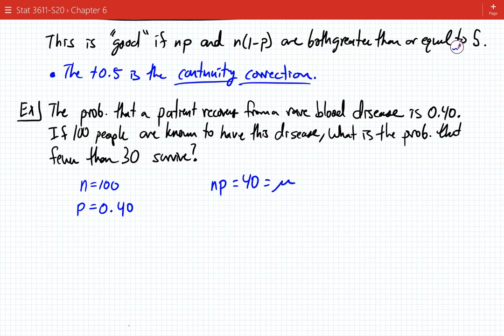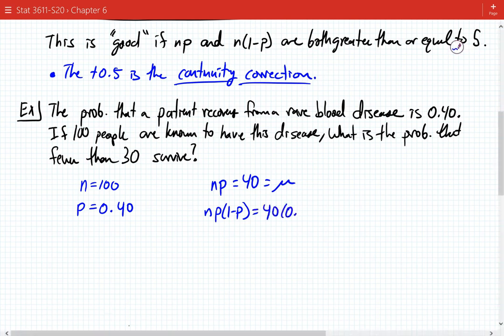What would the variance be? That would be np times 1 minus p. So that would be 40 times 0.6. That's 24, which is equal to sigma squared. So this is a good approximation. np is 40, which is greater than 5 if you're looking at the condition above. Also, n times 1 minus p would be 60, which is also greater than 5. So this fits the condition that we can use a normal approximation here.